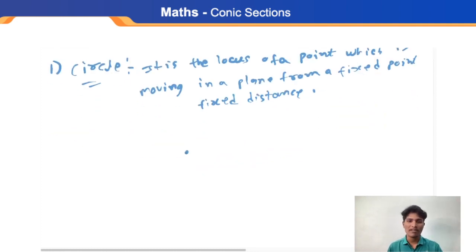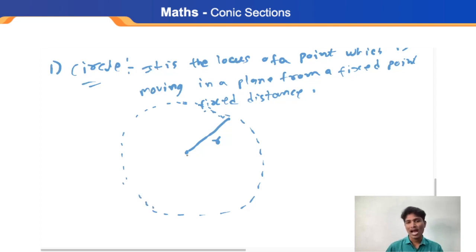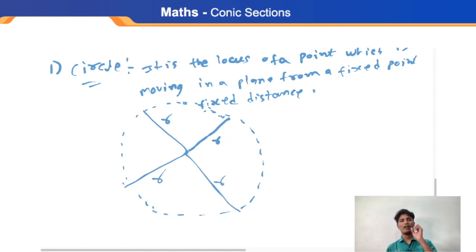If we observe, this is the fixed point. Another point is moving in this entire plane, and how is it moving? By keeping a constant distance from the fixed point. If it is r from the fixed point, it should move at the distance r only, through the entire rotation. If I fix this point and move like this, after one cycle, the figure I get is called a circle.